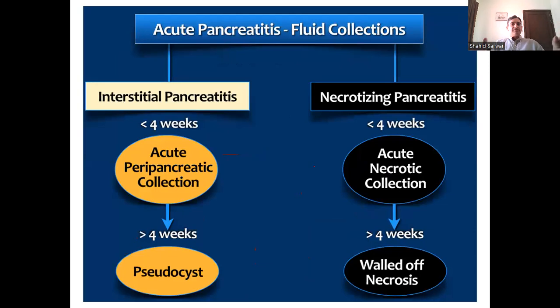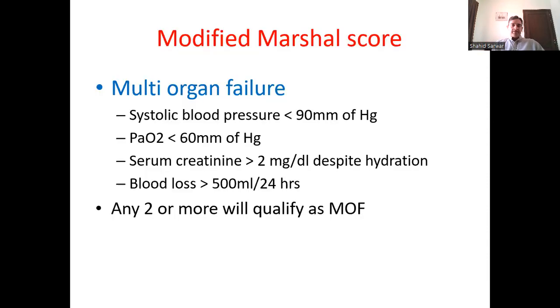So a few terminologies which we need to remember: interstitial pancreatitis if there is no necrosis, and necrotizing pancreatitis if you have evidence of necrosis on imaging. Then if there is a fluid collection around the pancreas, less than 4 weeks, you will call it acute peripancreatic collection. But if it goes beyond 4 weeks, you call it pseudocyst. Then if there is necrosis, initially you call it acute necrotic collection. But beyond 4 weeks, it is called walled-off necrosis. So these terminologies need to be remembered because these are based on timelines.